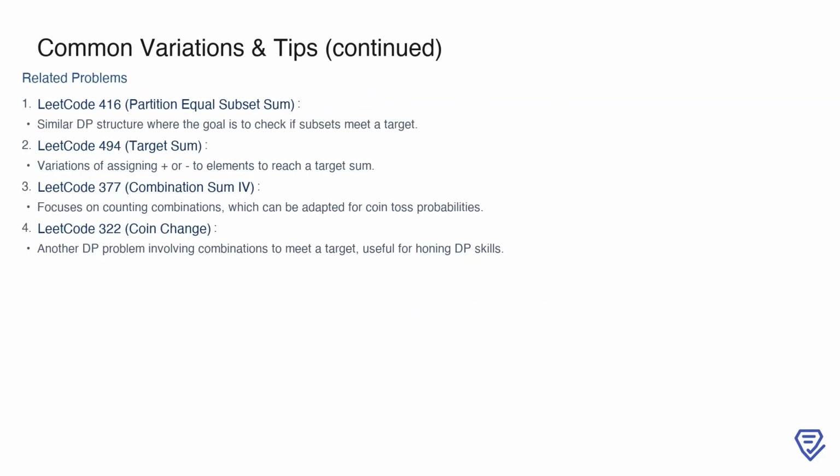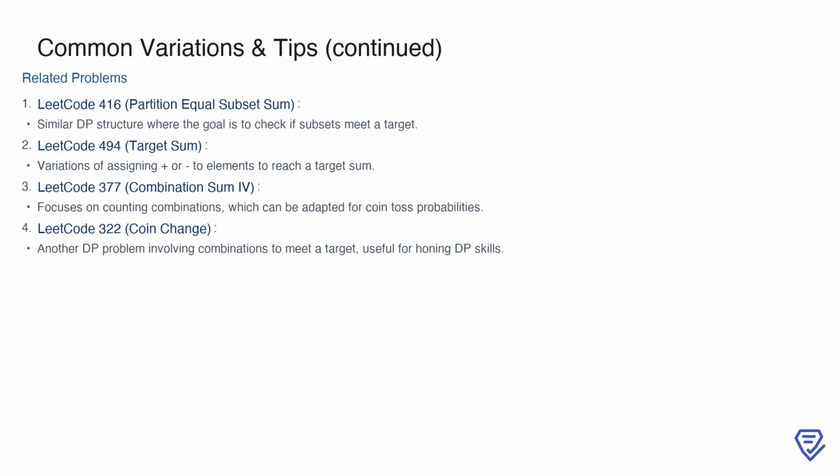There are also several related problems on LeetCode that share similarities with toss strange coins, and practicing those can strengthen your understanding. For instance, LeetCode 416, Partition Equal Subset Sum, has a similar dynamic programming structure where the goal is to determine if subsets can meet a specific target. Then there's LeetCode 494, Target Sum, which involves assigning positive and negative signs to elements to achieve a target sum. This is quite analogous to flipping coins to meet a head count.